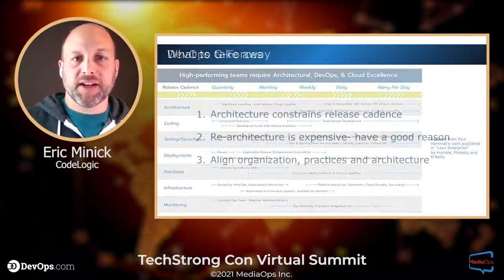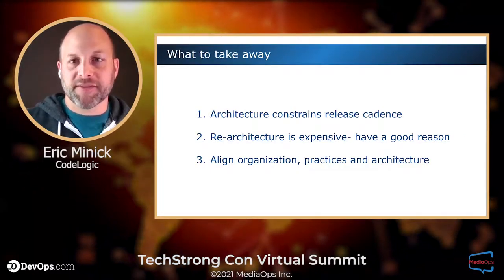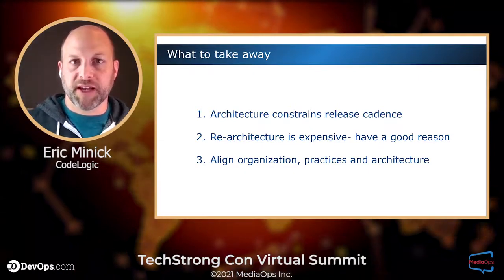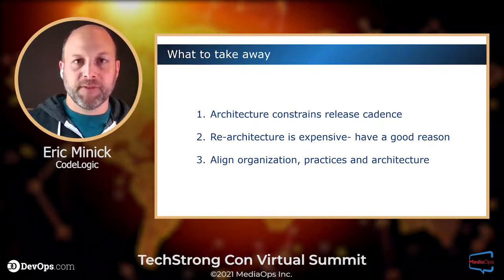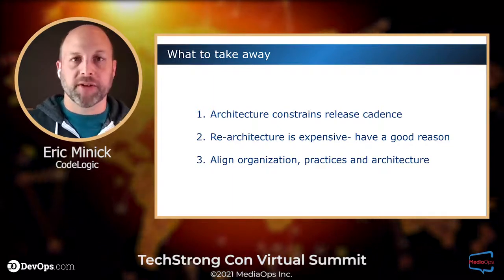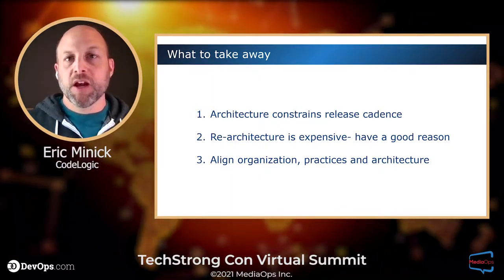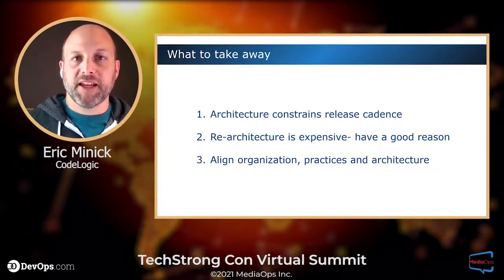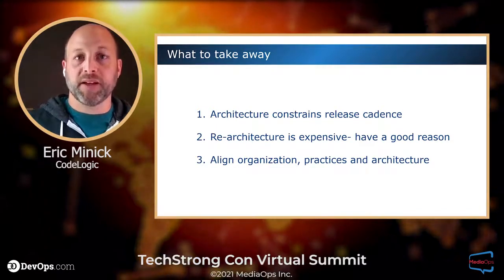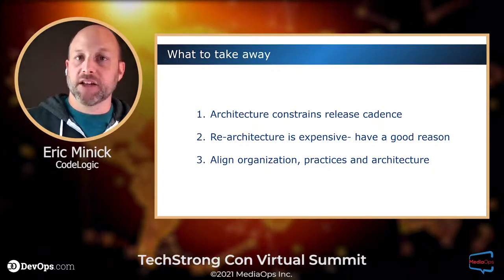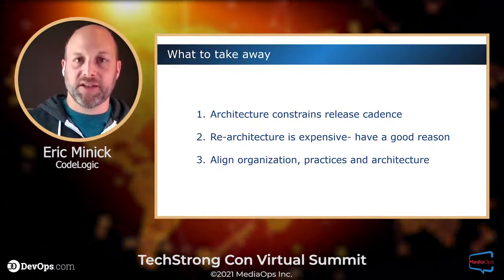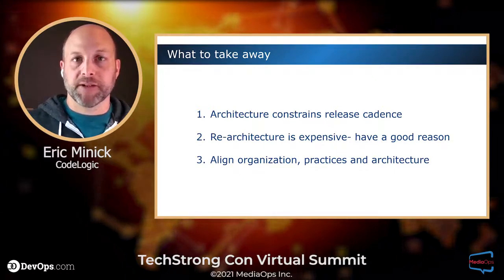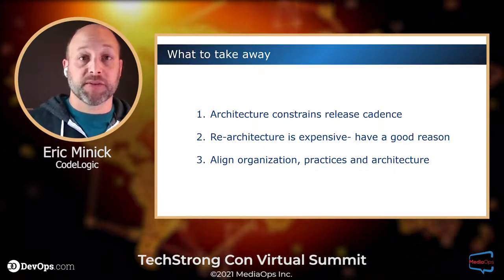A couple of things to take away out of this talk. Your architecture constrains your release cadence. If you're not decoupled, don't try to go faster than once a week. Re-architecting, in turn, is really expensive. And if you're going to make the leap, it better be because you've got either a resiliency issue or you need to go faster than once a week on your releases, right? Don't re-architect just for fun.